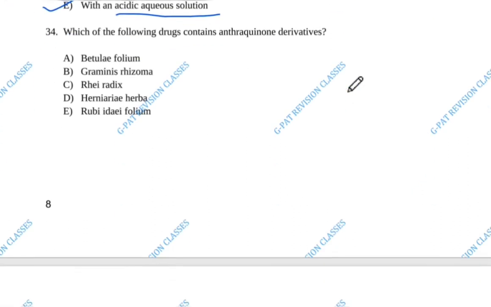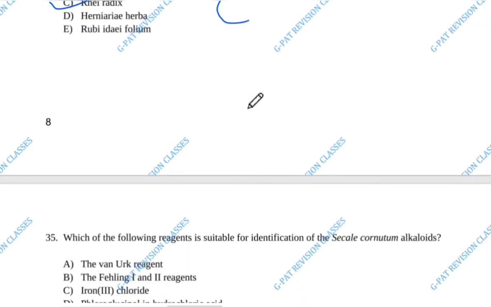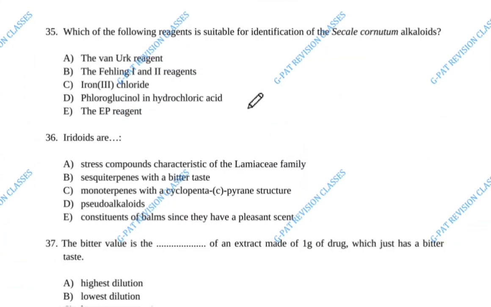Next is question number 34. Which of the following drugs contains anthraquinone derivatives? The answer is C, Rhei radix. Next is question number 35. Which of the following reagents is suitable for identification of the cyclic ergot alkaloid? The answer is A, the Van Urk reagent. Next is question number 36.